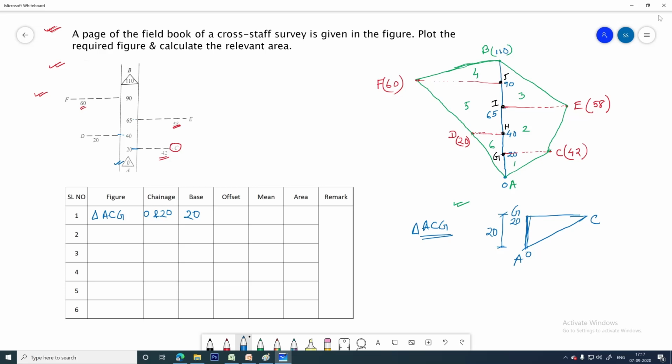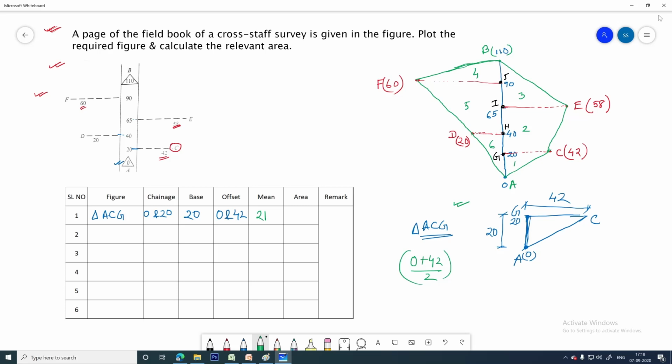Now coming to the offsets. So what is the offset value? At 0, the offset value is also 0, and at 20 chain edge, what is the offset? Offset is this particular distance, and that is actually 42. So we will write here 0 and 42. You understood? At 0 chain edge we have offset value 0, and at 20 chain edge we have offset value 42. So what is the mean value of these two? Mean value is 21, because 0 plus 42 by 2 is 21.